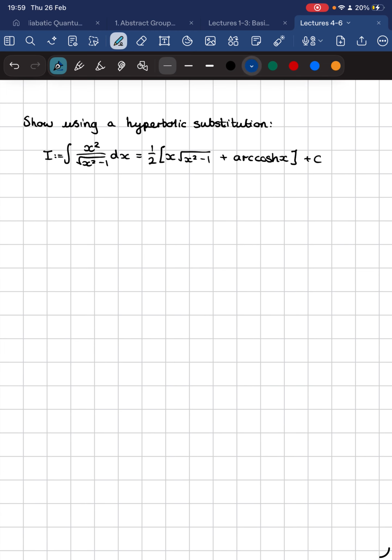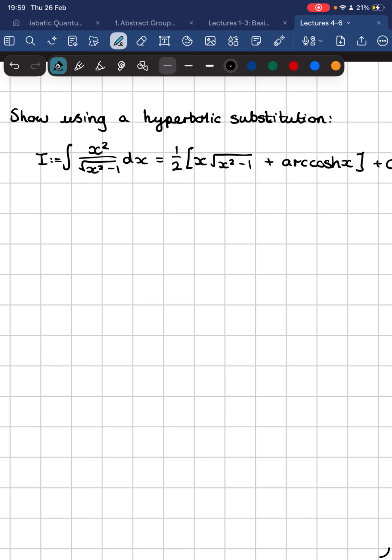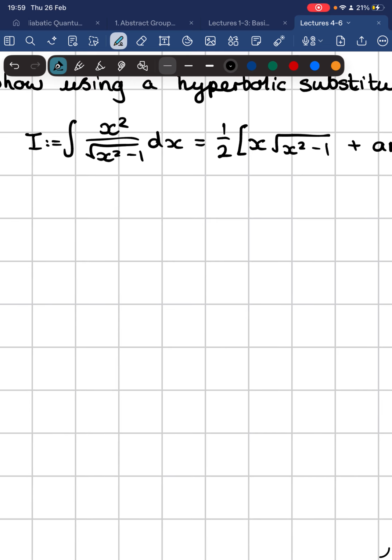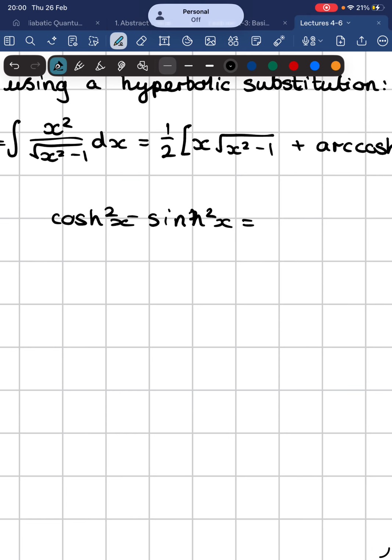Okay, so I'll solve this using a hyperbolic substitution. A hyperbolic substitution means we either use sinh or cosh in further maths. Generally you're not going to have anything different to that unless you're told explicitly. So does it make sense to let x equal sinh of something or cosh of something? Well, we have in general this identity that cosh squared minus sinh squared is equal to 1.